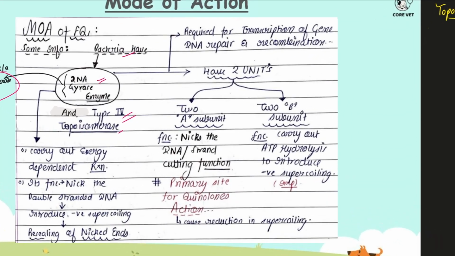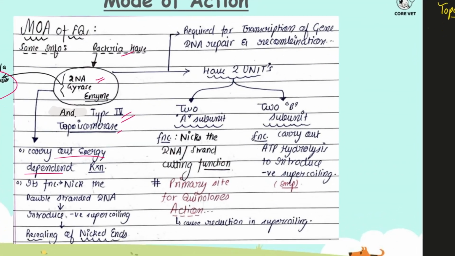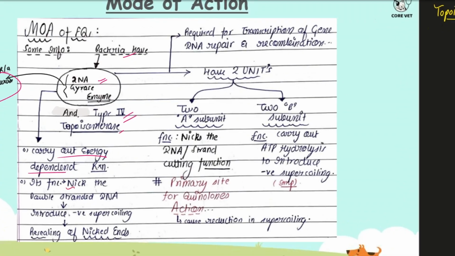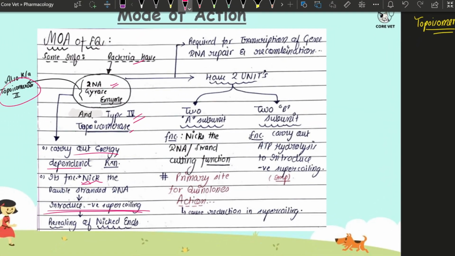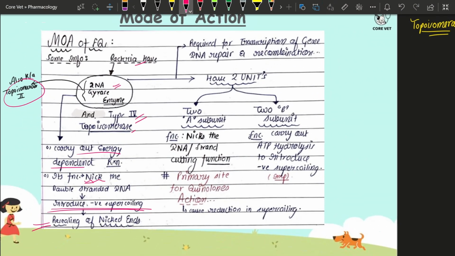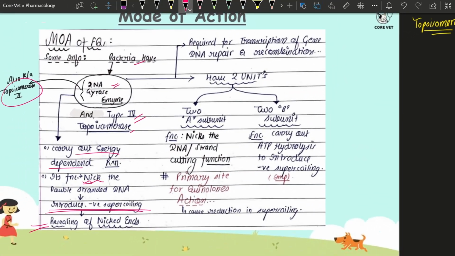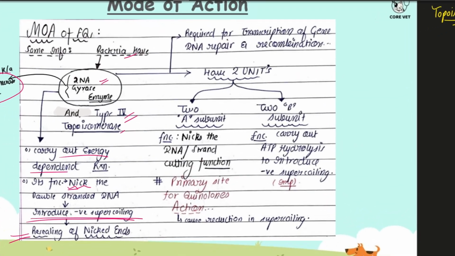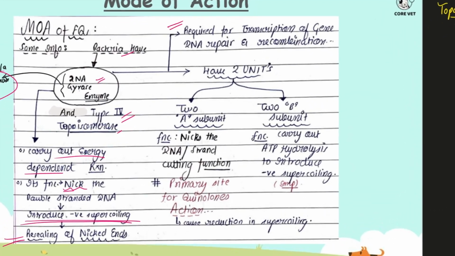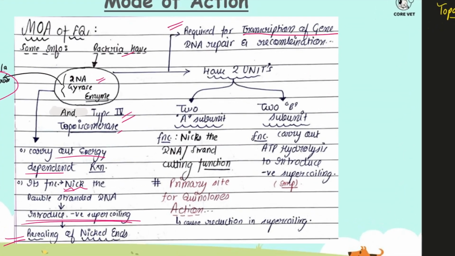So what's the function? It is going to carry out an energy-dependent reaction, right? How is it going to work? It will first form a nick, and then introduce a negative supercoiling, and there will be resealing of the nick after the process of transcription or DNA replication. Okay, so what's the purpose of the DNA gyrase? It is quite important in the process of transcription of the genes.